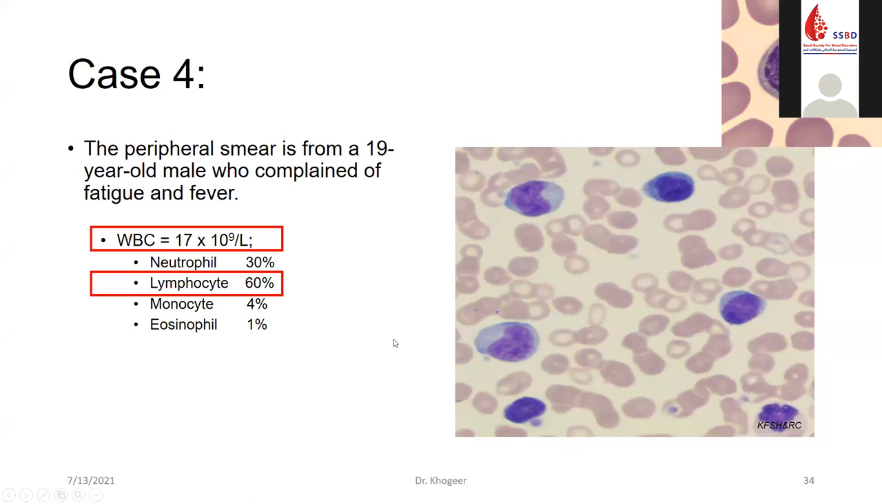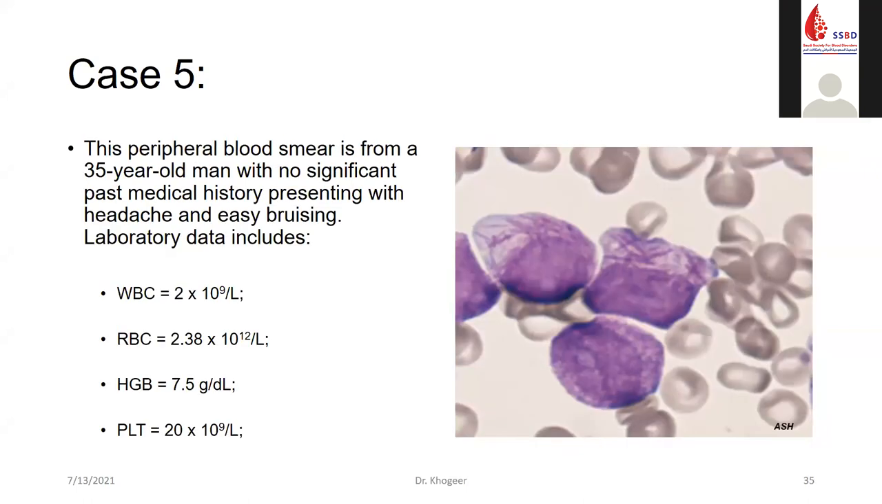For this case, further testing demonstrated a positive monospot test, confirming infectious mononucleosis. Case five. This peripheral blood smear is from a 35-year-old man with no significant past medical history who presented with headache and easy bruising.